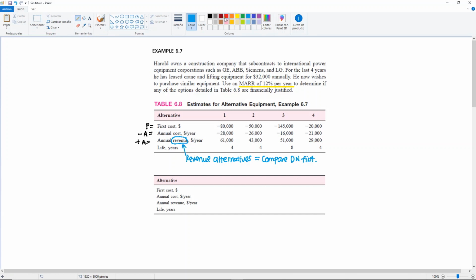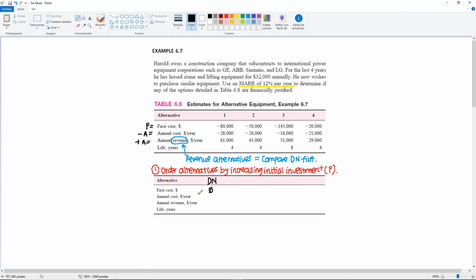Now let's start with step number 1, which is to order alternatives by increasing initial investment, or in other words, by increasing P. Here it says to compare do nothing first, and the reason we compare do nothing first is that since we're not doing anything, our P will be 0. So over here I will list do nothing first. It has a first cost of 0.